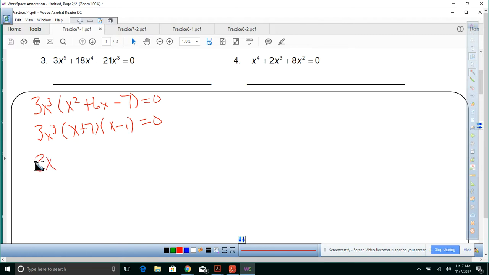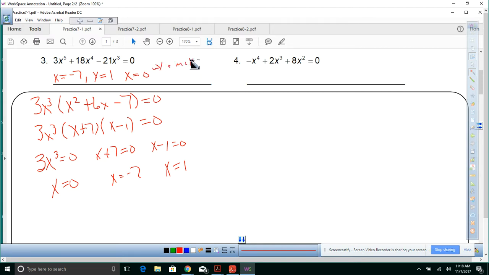Set them equal to 0. And then x minus 1 equals 0. All right, so divide by 3, take the cube root, and you get x equals 0. Subtract 7 from both sides, and you get negative 7. Add 1 to both sides, and you get x equals 1. So we have x equals negative 7, x equals 1, and x equals 0, with a multiplicity of 3. All right, good.